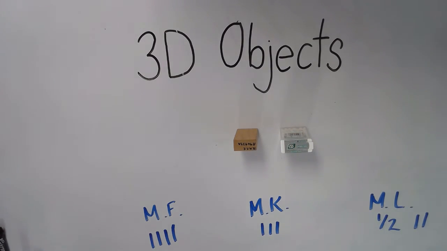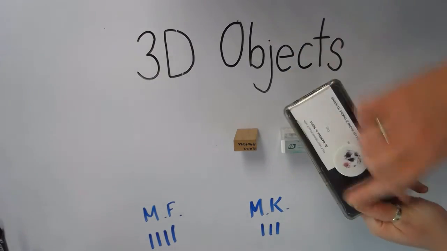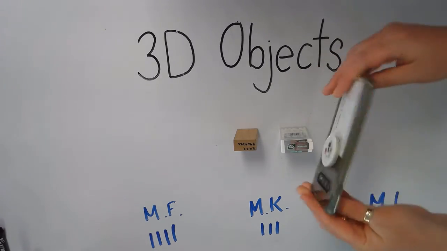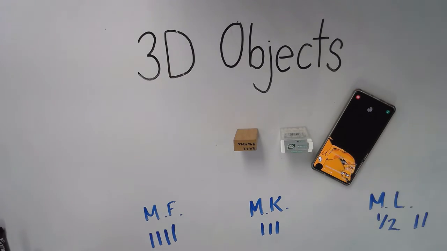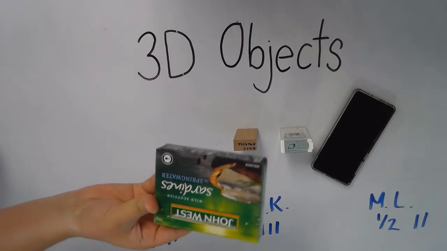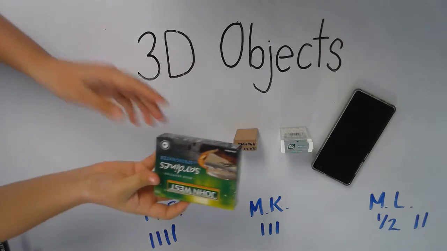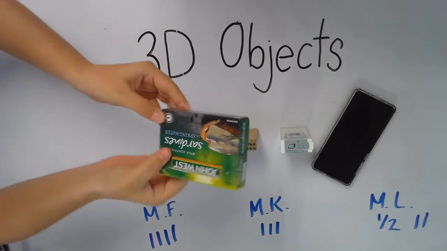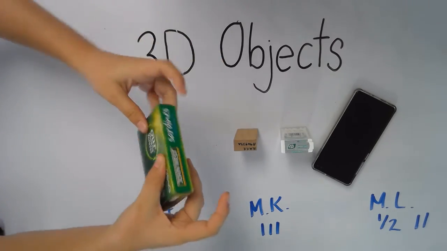I'll go next, Miss Flanagan, and I found a rectangular prism that has two really flat surfaces and smaller flat surfaces on either side, and it's my mobile phone. So my mobile phone is actually the shape of a rectangular prism. It sure is. And I found something a little bit smelly, a packet of sardines. Ew! So gross, but it is also a rectangular prism. I've got a face on the top, a face on the bottom, and rectangular faces around the side.